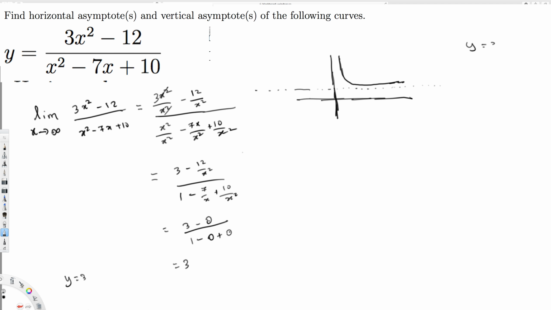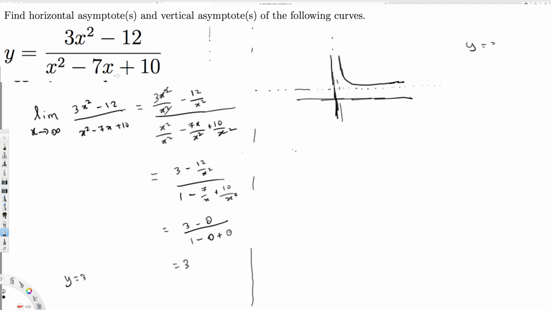When they say vertical asymptote, it's going to be x is equal to something. So we have found the horizontal asymptote. Now we have to find the vertical asymptote. This is going to be the vertical asymptote. In this, what is the x value, right? To find the vertical asymptote, I have to make the denominator equal to 0.